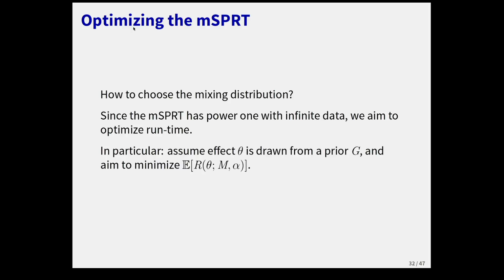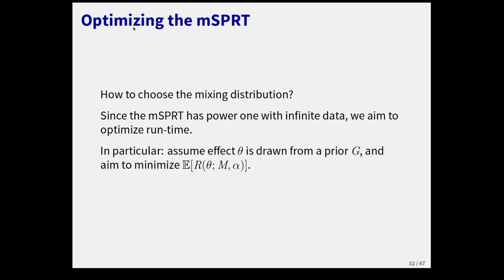And so what we do is we say, OK, let's try to optimize runtime, but now under the assumption that the effect is drawn from a prior distribution. So this is kind of a Bayesian analysis of this algorithm. We're going to look at a prior G for the effect size and aim to minimize the expected run length. Remember, this R here is the expected run length, assuming that theta was the truth, for a user who has an m and an alpha.